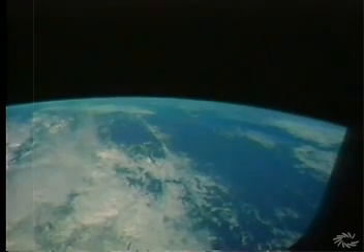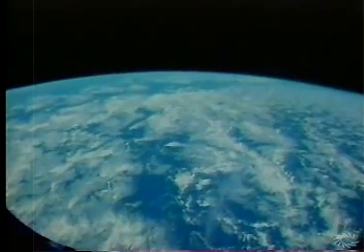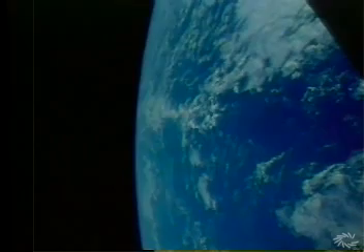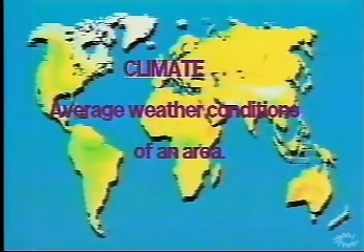So the length of daylight and the angle at which the sun's radiant energy strikes the earth changes from day to day and season to season. The earth is divided into climate zones based on the amount of radiant energy received by regions of the earth. Climate is the average weather conditions of an area, daily and seasonal weather events over an extended period of time.